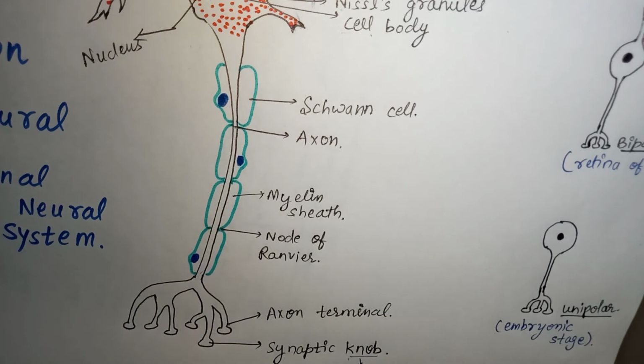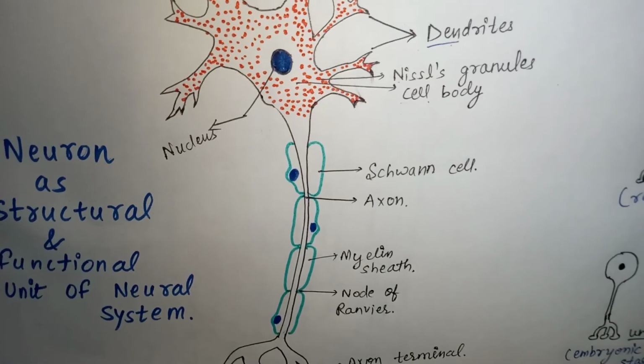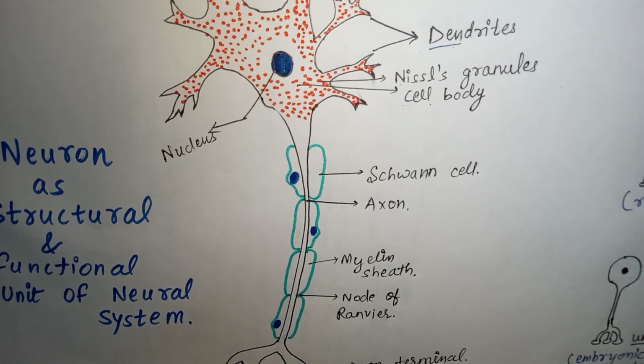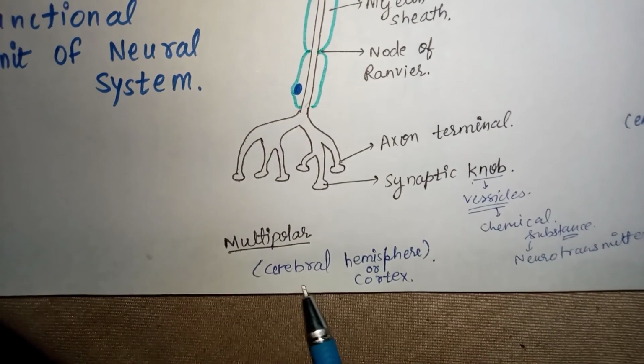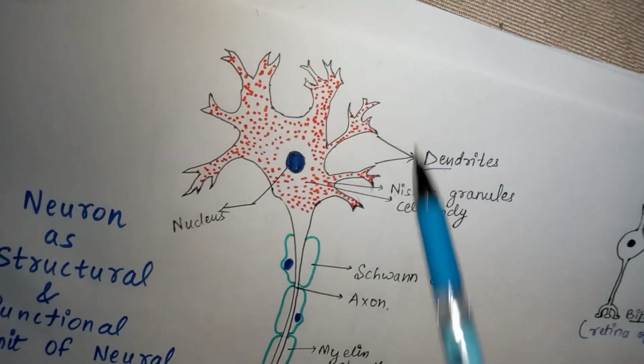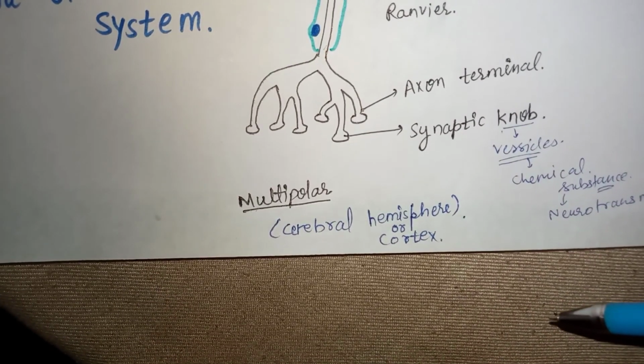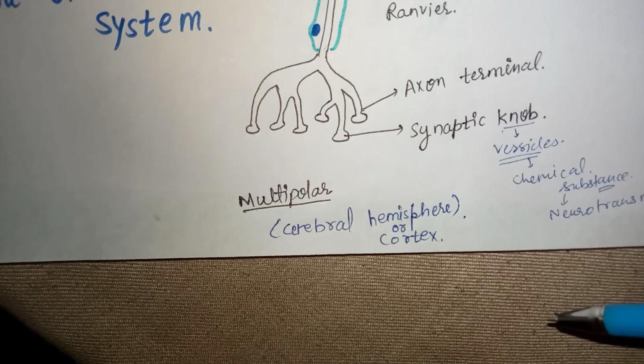Now let's talk about some neuron types. It depends on the number of dendrites and axons present on the cell. Like if the number of dendrites is two or more than two, and the axon is always present in a neuron, okay, then the neuron is said to be multipolar, as I have written at the bottom. So this is a diagram of a multipolar one, as it has multiple dendrites and an axon. And we find these multipolar neurons in the cerebral hemisphere, you can say cortex.